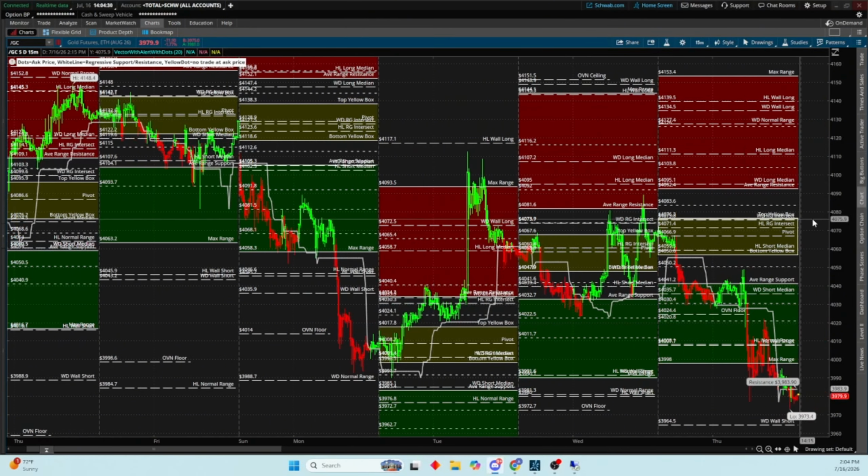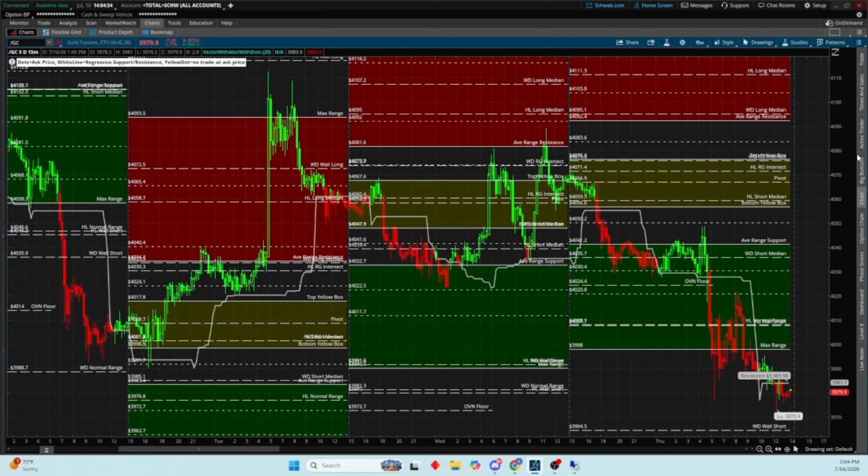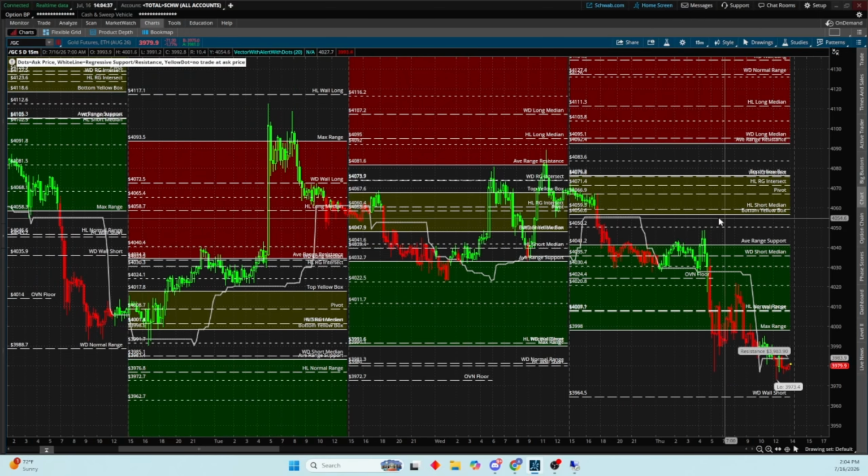Actually, we'll do that now while we're waiting for 5:10 Eastern. Is these white dash lines. So you already know you have top yellow box, bottom yellow box, average range to both sides, and then max range.